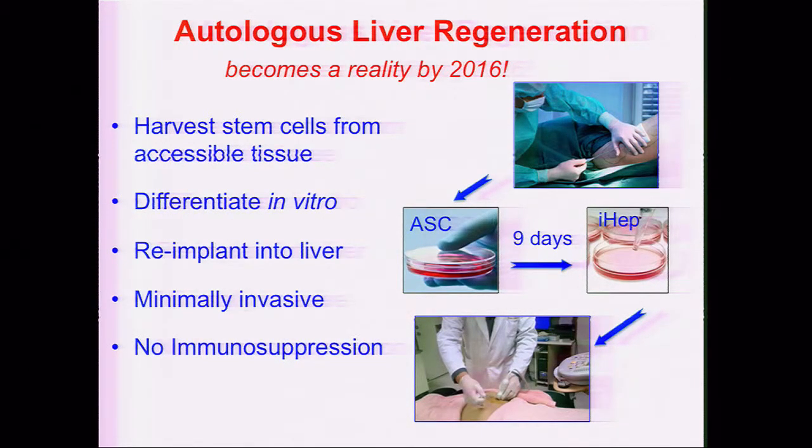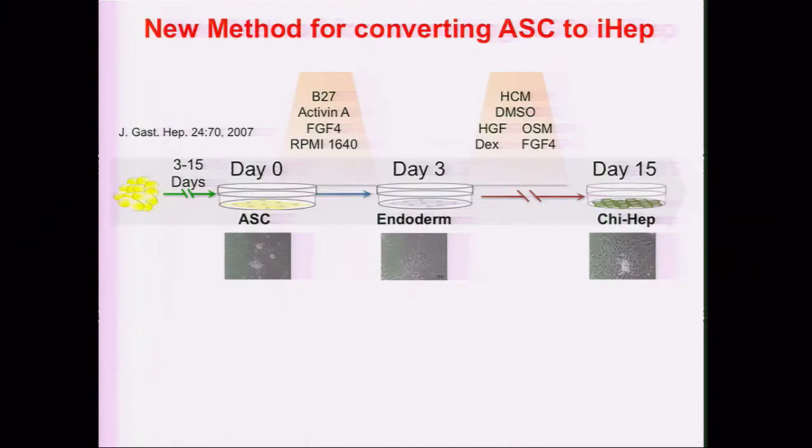Could we do a liposuction, pull out stem cells called adipocyte stem cells from the fat, convert the fat cells to liver, and right now we can do it in 9 days, and then put those cells back into the liver. The advantages are you're just doing it percutaneously. You don't need immunosuppression since everything's autologous, and it would change things a lot. So can we do it?